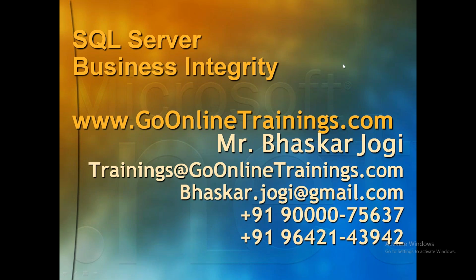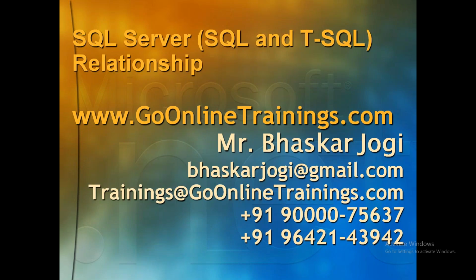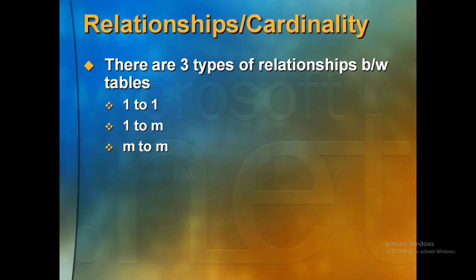We were talking about business integrity. Yesterday we had seen a lot of relationships. This is what is called data modeling. There are three types of relationships between tables: one to one, one to many, or many to many. Wherever you have one to one, we can take any table's primary key and make it a foreign key in the opposite table. That's what we had seen.